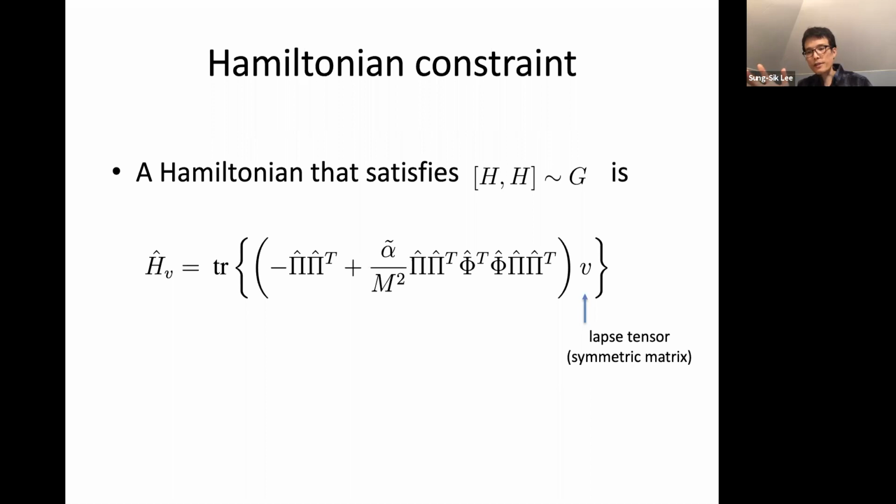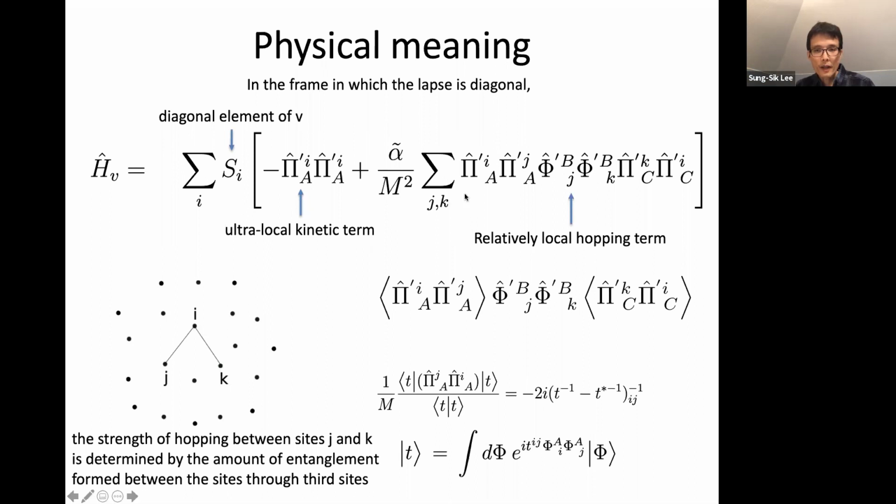Okay, so it's more convenient to look at the content of this Hamiltonian in that frame. So let me do that. Let's go to the frame where this lattice tensor is diagonal. Then this Hamiltonian is written explicitly in component form like this. Here is a sum over all sites I, and s_i is just the diagonal element of the lattice tensor V in this rotated frame. And all this flavor index A, B, C are summed over.